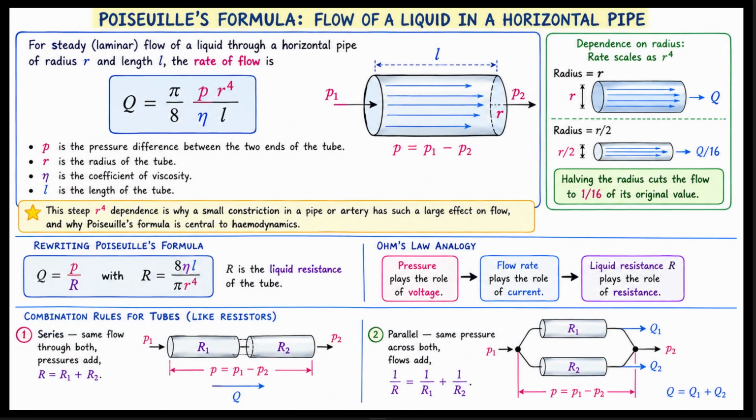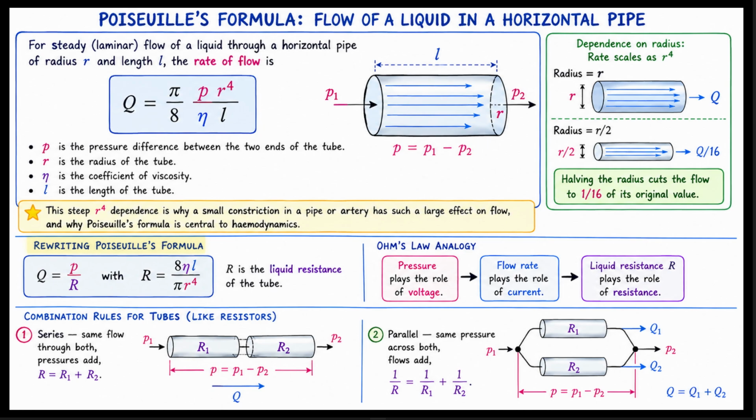For steady, laminar flow of a liquid through a horizontal pipe of radius r and length L, the volumetric flow rate Q equals pi over 8 times P r to the fourth over eta L, where P is the pressure difference between the two ends of the tube. This is Poiseuille's formula. Notice how steep the dependence on radius is. The flow rate scales as r to the fourth, so halving the radius cuts Q to 1/16 of its original value. That is why a small constriction in a pipe or an artery has such a large effect on flow, and why Poiseuille's formula is central to hemodynamics.